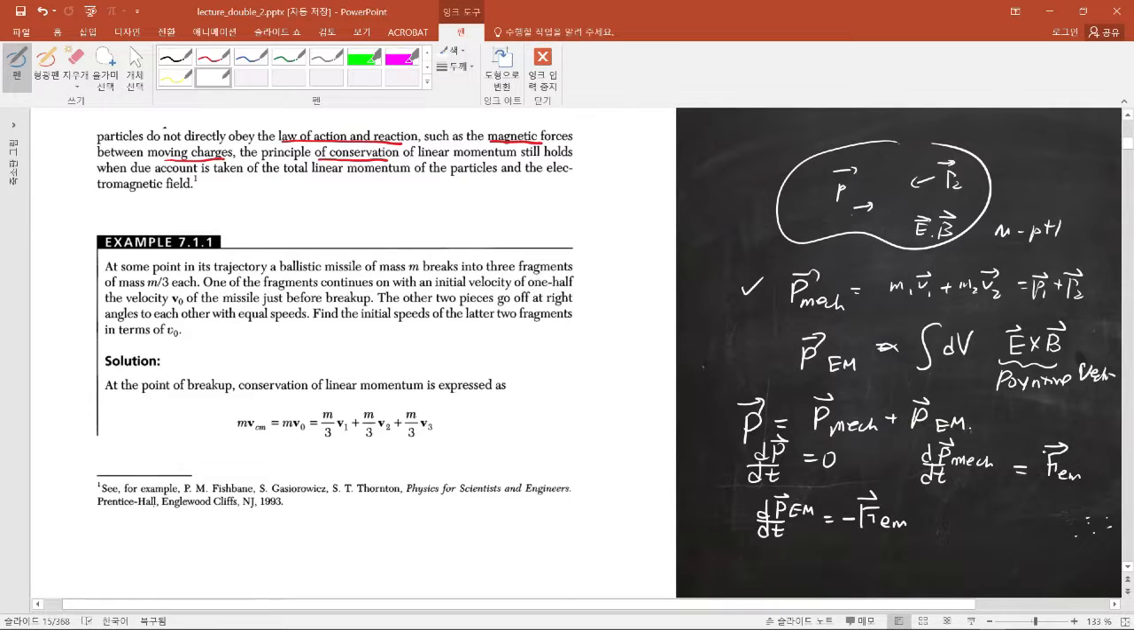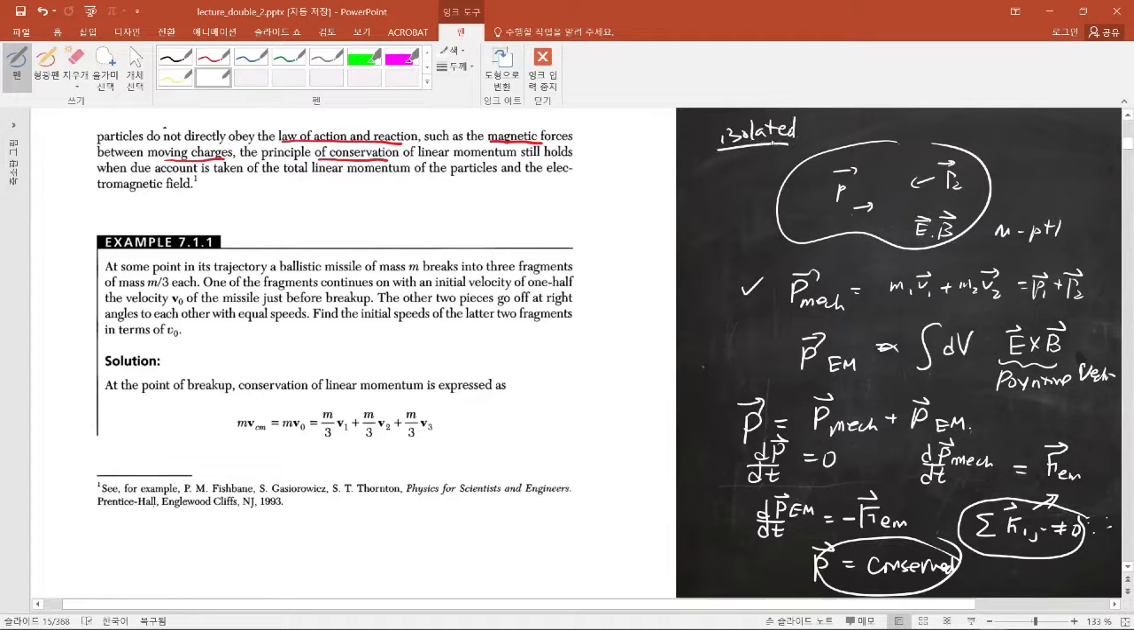This is a very complicated expression, and I'm not going into details. But the result is that the mechanical force, F_ij, is the non-zero part, and that is precisely compensated by the electromagnetic field. So the total momentum is conserved for this isolated system. It is true for all n particles.